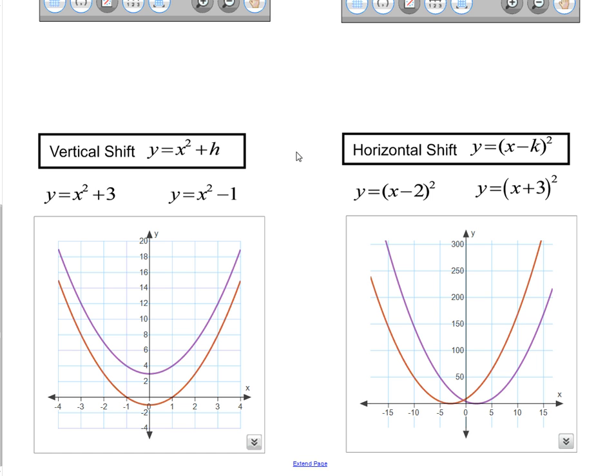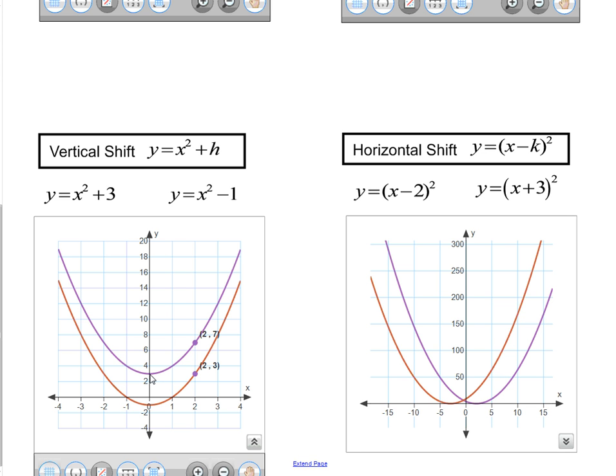A vertical shift means that we add or subtract some number to x squared. So for example, if I took x squared plus 3, we would be taking the value of x, squaring it, then adding 3 to that number to get the point. So for example, and this graph is shown in purple, at x equals 2, y would equal 7 because 2 squared, 4, plus 3 would be 7. The graph of y equals x squared minus 1, shown here in orange, is a shift downward of the vertex. So instead of passing through the point 2, 4, it would pass through the point 2, 3.